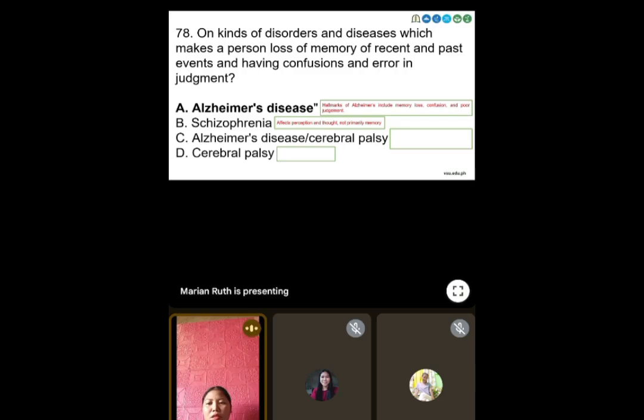Alzheimer's disease, cerebral palsy is also not the correct answer. It's because combining Alzheimer's with cerebral palsy is inaccurate. CP affects motor function. Not letter D, which is cerebral palsy. It's because CP doesn't affect memory.